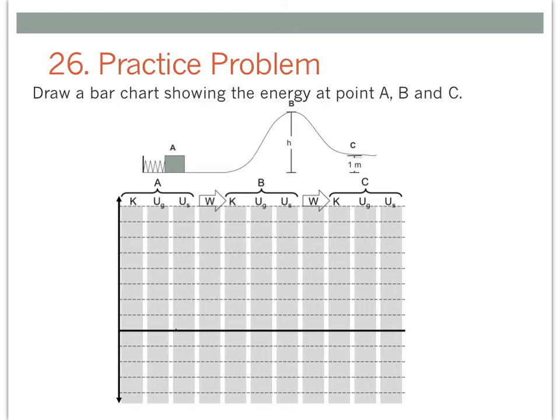So I'm going to start here. I have spring potential energy at point A. That's the only energy I have because we're not moving. Going from A to B, there's no work being done because there are no non-conservative forces. And so all of that energy that was spring potential energy at A becomes gravitational potential at B.